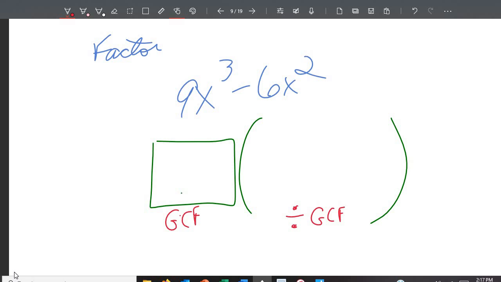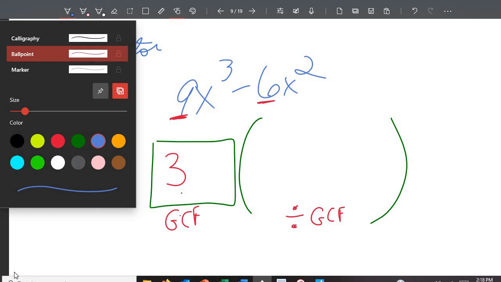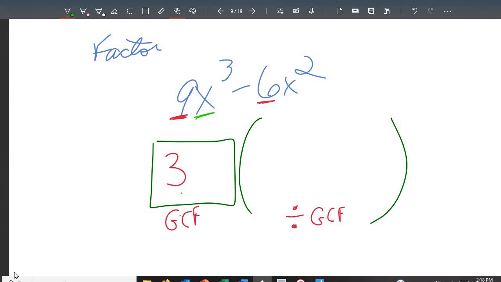So first let's figure out the GCF. What can I divide into both the 9 and the 6? The largest number that divides into both of those is a 3. Now, notice that they both have X's. So I choose the X with the smallest exponent to go on the outside.